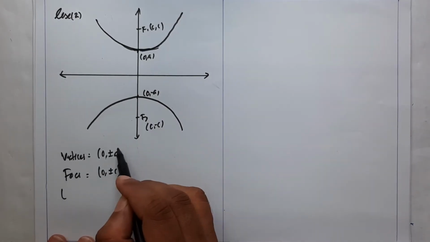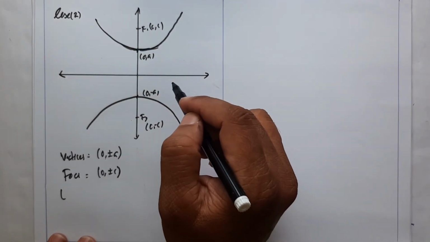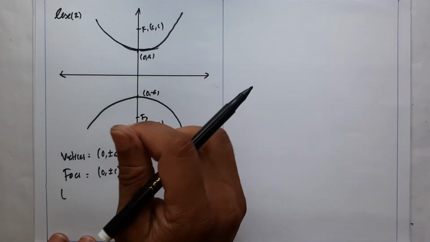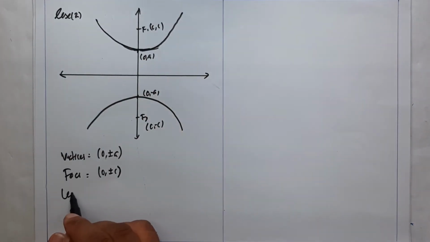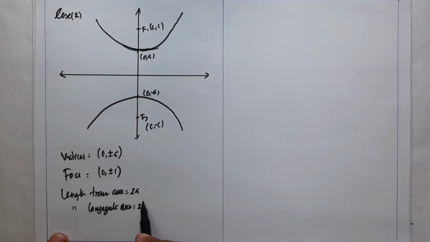Here the change is only in the foci and vertices, because our transverse axis will be the y-axis and the conjugate axis will be the x-axis. And length of the transverse axis is equal to 2a, similar to the first case. Length of the conjugate axis is equal to 2b. Relation connecting a, b, c is the same, c square is equal to a square plus b square. Relation connecting semi-transverse, semi-conjugate and semi-foci, answer is c square equal to a square plus b square.